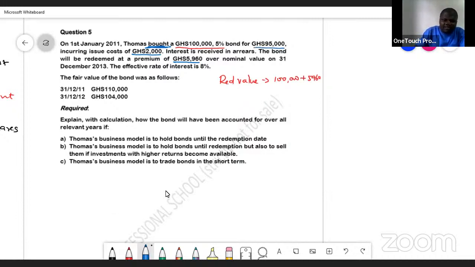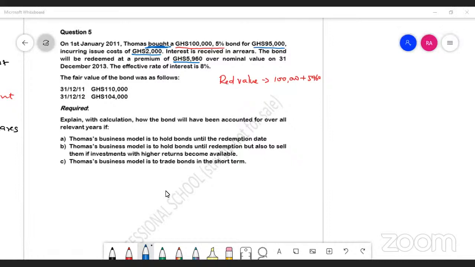Okay. They said that they bought it for 95,000. This 95,000 here means that it was bought at a discount. It means that they were given a discount of 5,000. So you should take note of that one too.